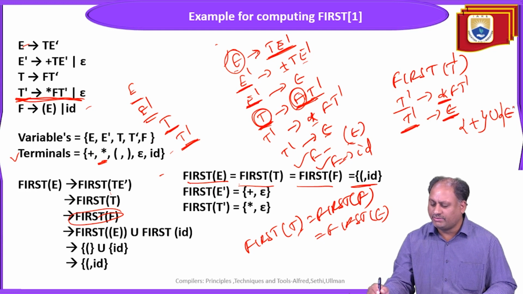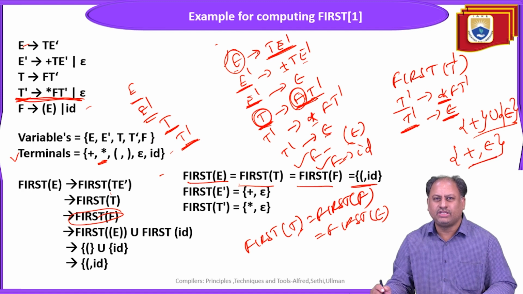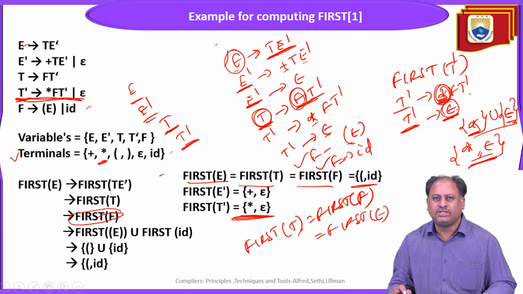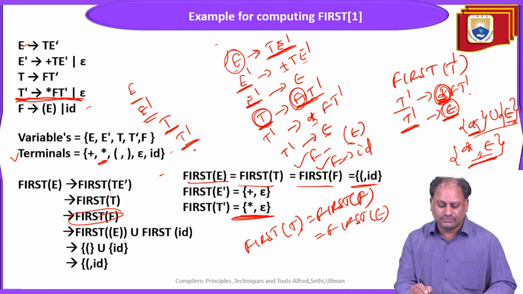So we have included epsilon. For the two cases, star and epsilon, the result is star comma epsilon. In this way we get the result. Here it is star, because T dash derives star F T dash and T dash derives epsilon. So what is the combination here? Star we get, and second we get epsilon. So star comma epsilon. The same thing we have written as first of T dash. Now we have computed T dash.